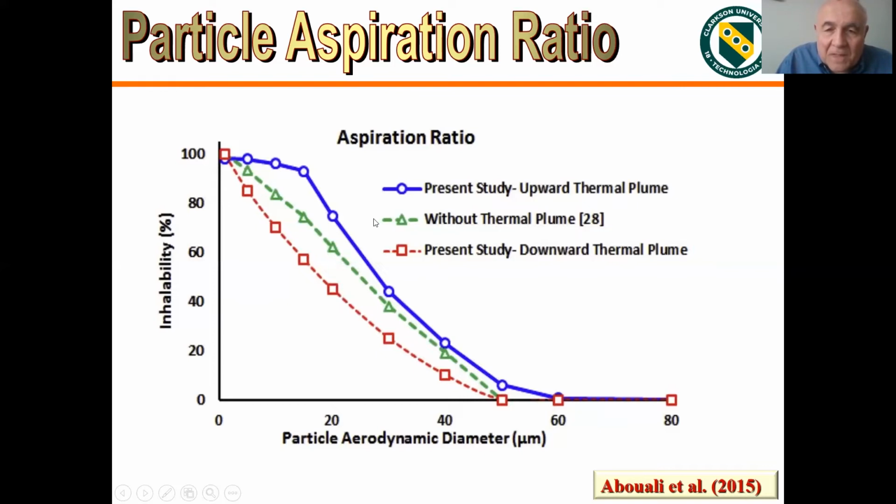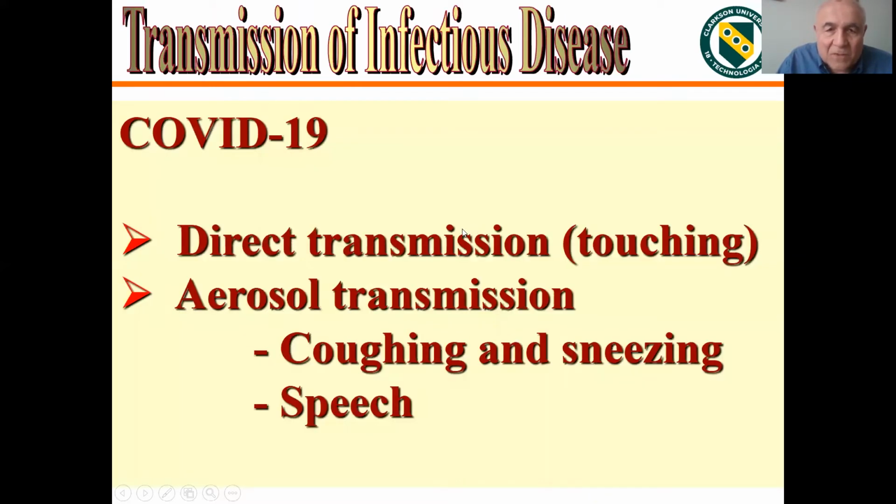With a positive thermal plume, the body being warmer than the surrounding, the blue line forms, and this shows that the aspiration up to about, I don't know, 15 microns is very close to 100% or 95%. Then it drops, of course. And if the body is in a downward thermal plume, if the air around is hotter than the body, then it becomes much less. But the blue case is probably the more practical situation.